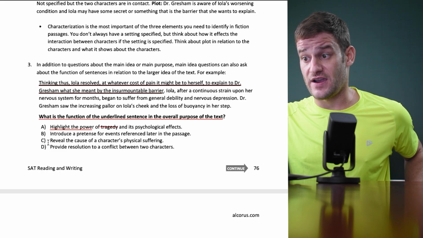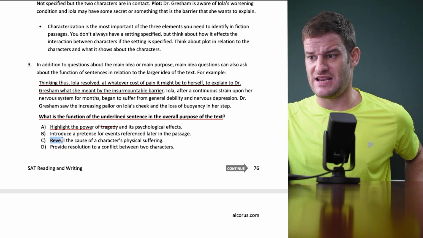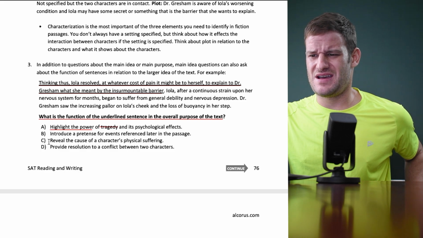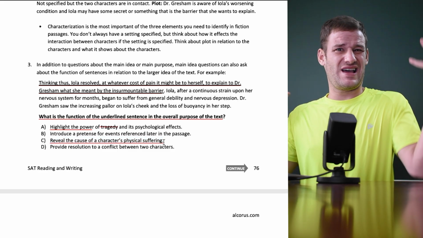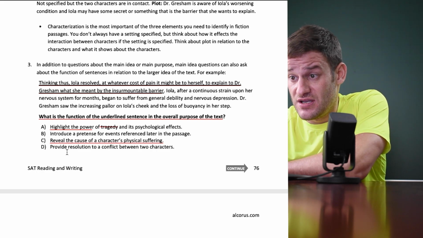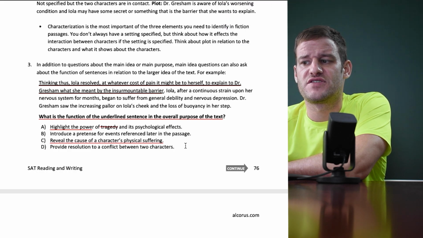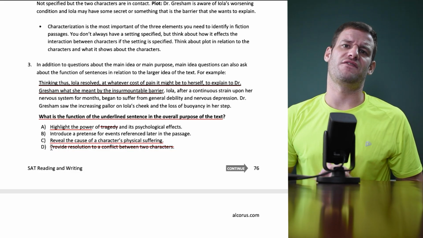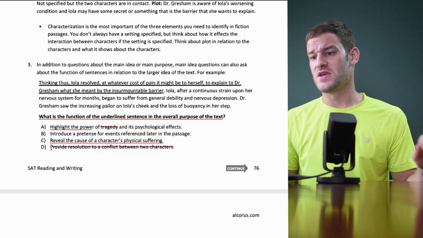C, reveal the cause of a character's physical suffering. Possibly. There's a barrier. I didn't really see anything to say reveal the cause. I know it's a barrier. Seems okay. Again, not incorrect. I don't know if it's correct yet, but D, provide a resolution to a conflict between characters. Okay, I saw nothing about a resolution. And resolution would be like resolving a problem, or in this case, a conflict. Also, I didn't really see anything about a conflict other than there's some barrier, but does that qualify as a conflict? I don't really think so.